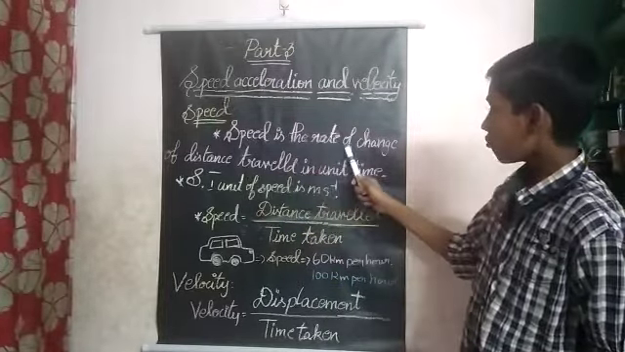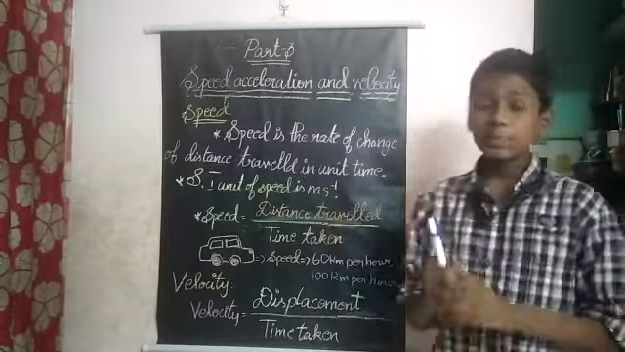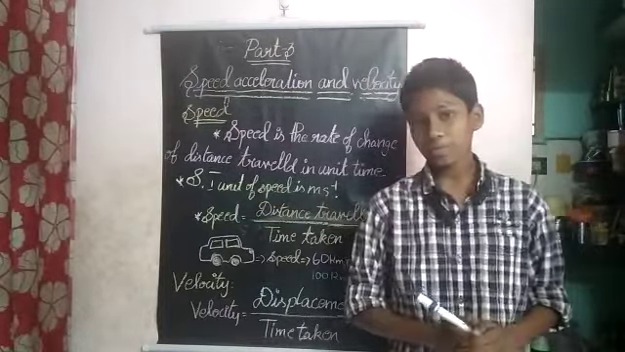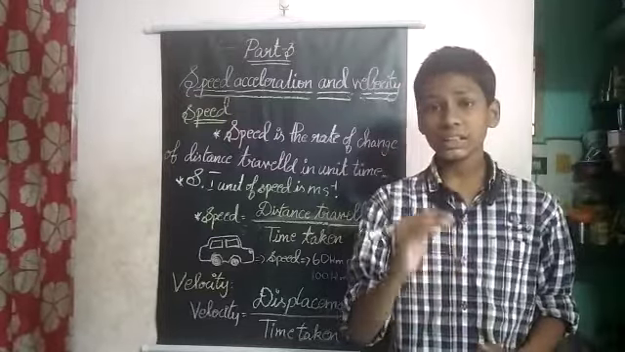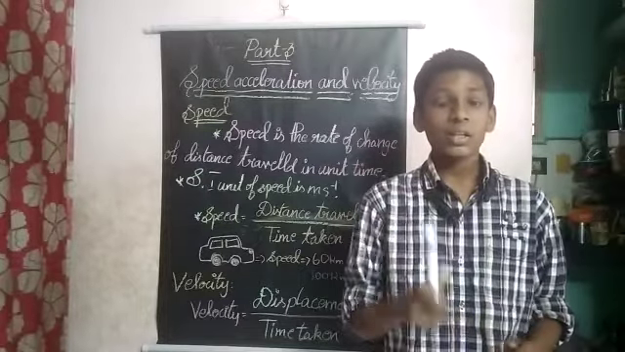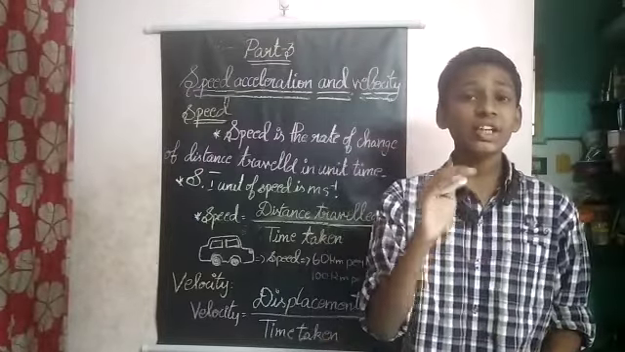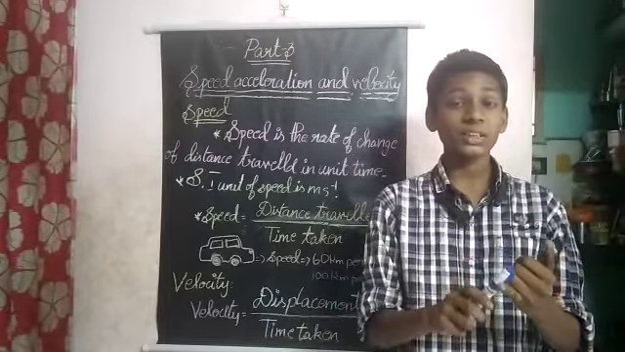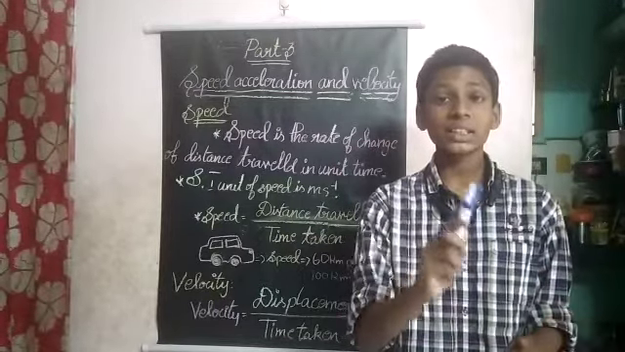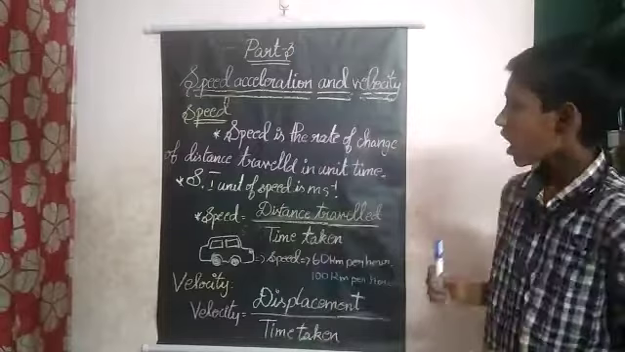Speed is the rate of change of distance travelled in unit time. So, what is the distance travelled in unit time? For example, a car runs 60 kilometers per hour. So, 60 kilometers is the distance travelled in the unit of 1 hour. So, it is a distance travelled in unit time. 60 kilometers per hour.